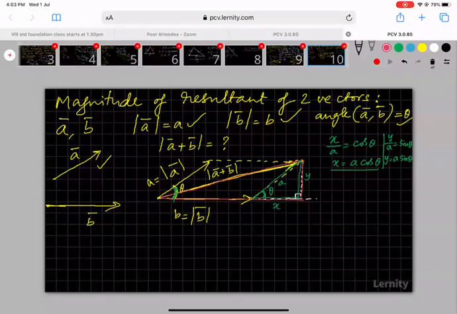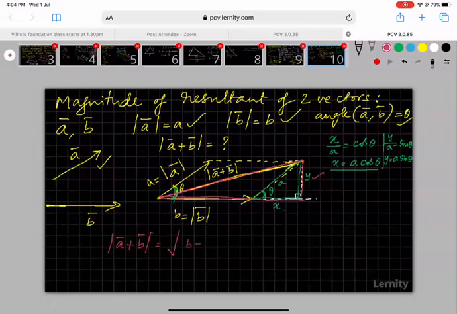Now in the red right angle triangle, basically you have to calculate the length of the hypotenuse, the magnitude of A bar plus B bar. By Pythagoras theorem, you know the square of the hypotenuse of a right angle triangle is equal to the sum of the squares of the other two sides, is it not? So the magnitude of A bar plus B bar, which is the hypotenuse of the red right angle triangle, is equal to the square root of the sum of squares of the other two sides. What are the other two sides? One side is Y and one side is B plus X, not just X. The whole side, this one. The whole side is B plus X.